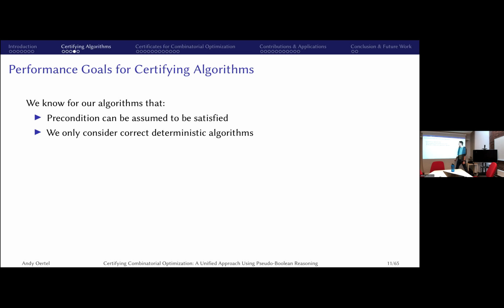The first one is that we assume the precondition to be always satisfied, so we don't need to check for the precondition. We can do this by having a separate program in front of it that checks it, or enforce the precondition by a type system. These combinatorial optimization problems are so general that you can easily enforce that the precondition is satisfied. The second one is that we consider a correct and deterministic algorithm.